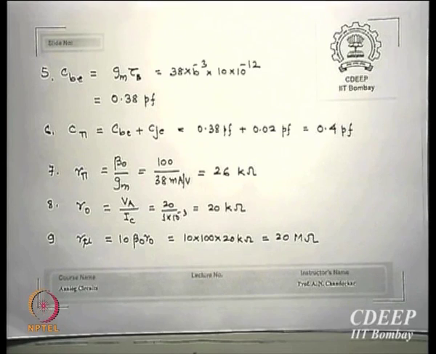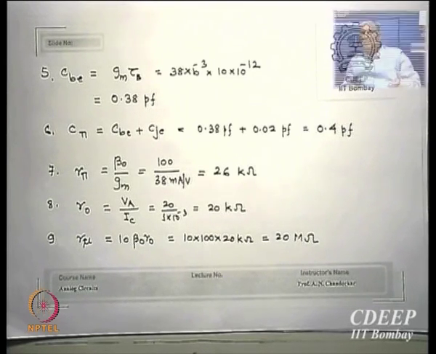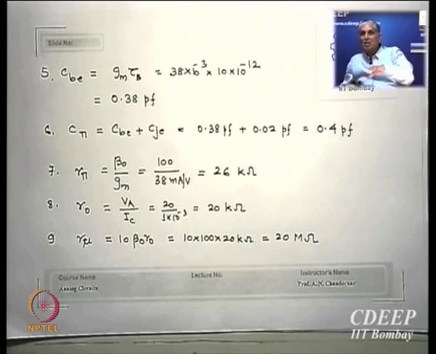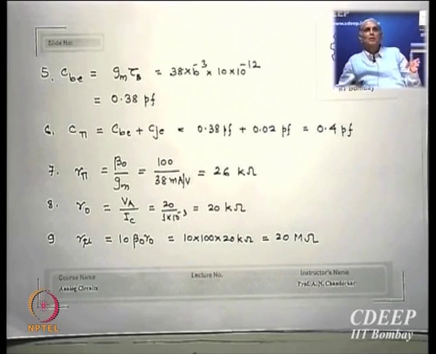Please think of it. 1 upon j omega C is the impedance offered across. If C is much higher, then it will actually shunt the input voltage, is that correct? So, please remember, these values may decide at the end how much real signal is entering the base before the amplification can be seen. So, these values are not trivial, but it also depends on the omega term. If omega is larger or smaller, these impedances may change.